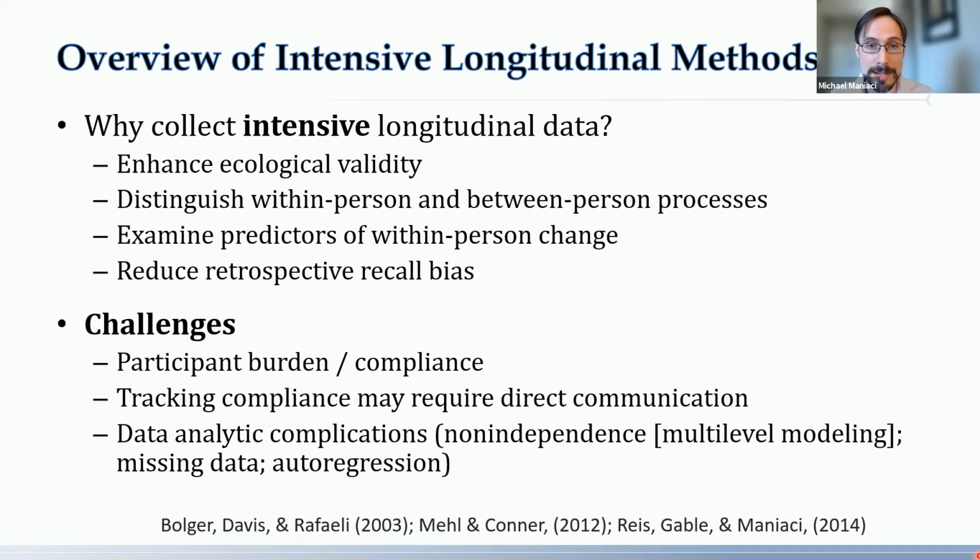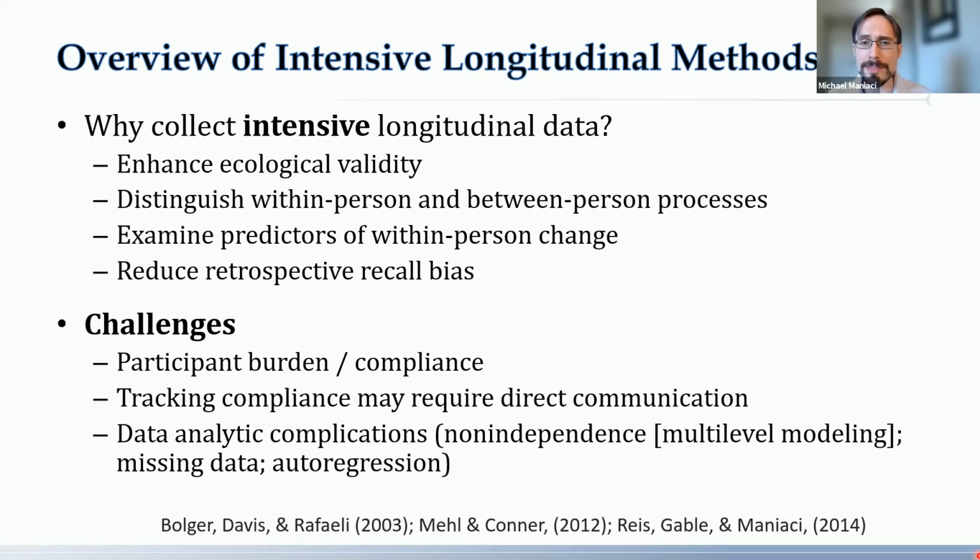We can better distinguish within person and between person processes and look at different time scales. We can examine predictors of within person change. So if we have enough within person data, we can use methods that allow us to estimate a within person association, or maybe a within person trajectory of change for each participant, and look at the degree to which participants differ in their patterns of change. So we can look at heterogeneity in those within person processes, and then maybe try to predict that heterogeneity. What accounts for these different trajectories that participants experience?